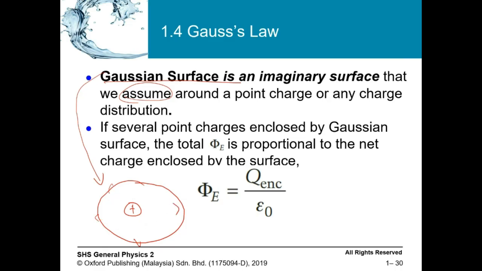Okay, again, the Gaussian surface is the imaginary surface that covers our charge. This is the imaginary surface that covers our charge. That's the Gaussian surface.